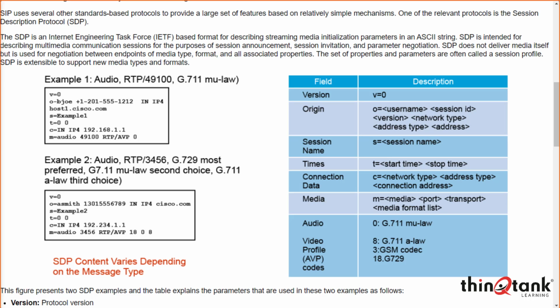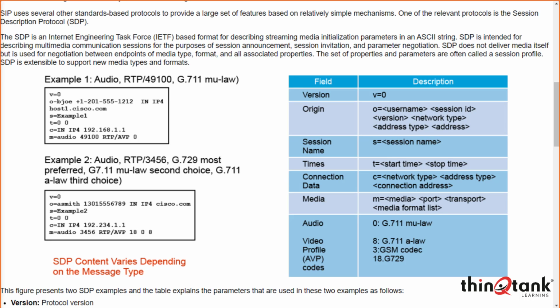So you see in the example on the top, we have m=audio 49100 RTP/AVP 0. All right, so that means that we're using port 49100 and we're using G.711 mu-law. Mu-law is the companding method. We use mu-law in the United States of America and in Japan, and the rest of the world uses A-law. It just happens to deal with how the quantization process and encoding process takes place.